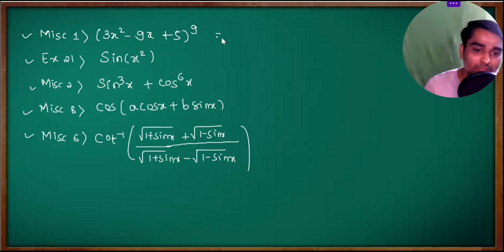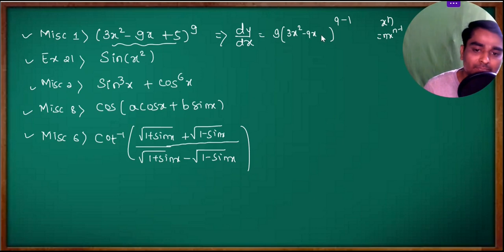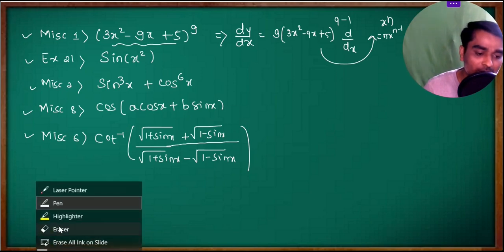So now this one, if you see what is happening here, first this is in the form of x to the power 9. If you see carefully, this whole part is considered as x, and to the power 9. So first I will write dy by dx, first step, 9 into everything, then here 9 minus 1, because we know x to the power n differentiation is n x to the power n minus 1, correct? So what is this now? 9, 3x square minus 9x plus 5 as it is. Now d by dx of whatever is present inside the bracket, we'll have to put it here.